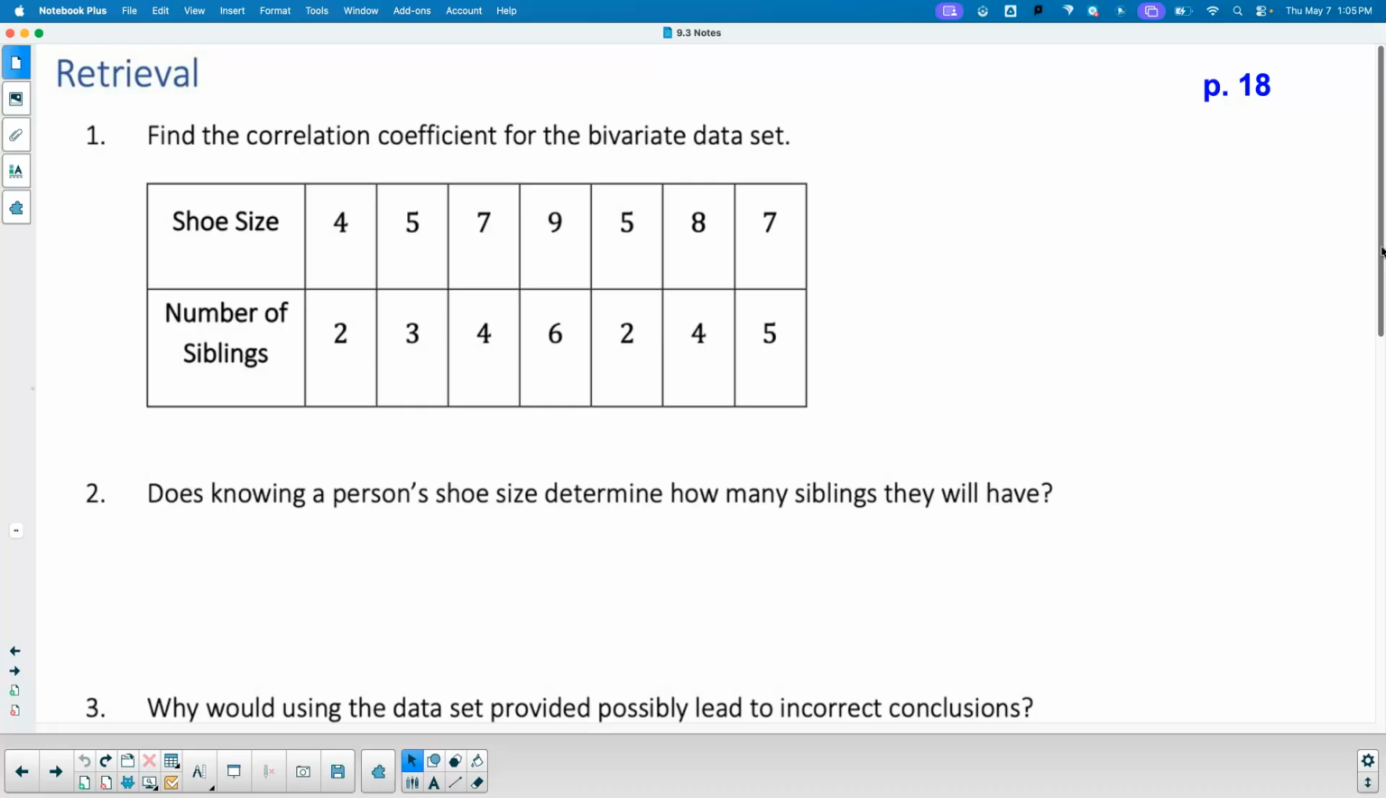Well, before we do this, let's answer question number 2. Does knowing a person's shoe size determine how many siblings they're going to have? No. Does knowing the number of siblings a person has determine their shoe size? No. So does it matter which one you make X and which one you make Y? No, it really doesn't. But for purposes of today, just so that we stay consistent, let's make shoe size be our X and number of siblings be our Y. So find me the correlation coefficient there.